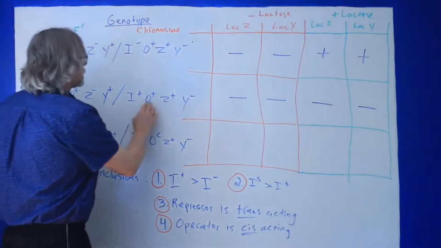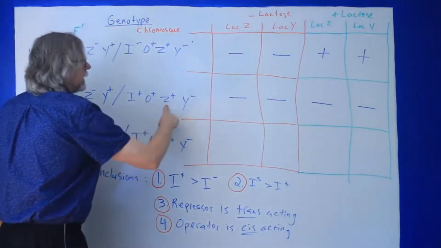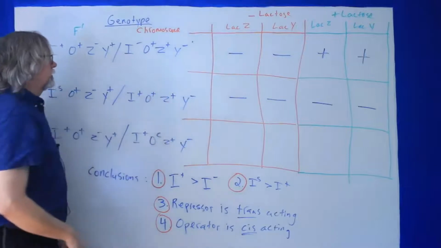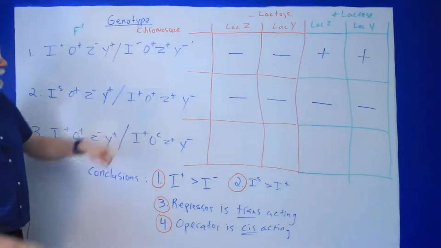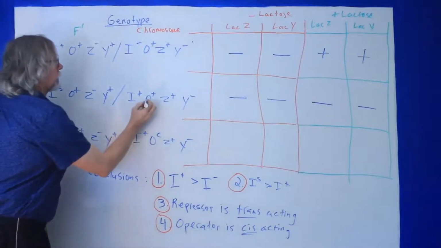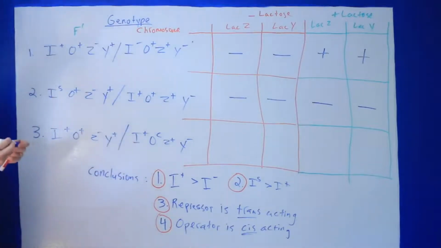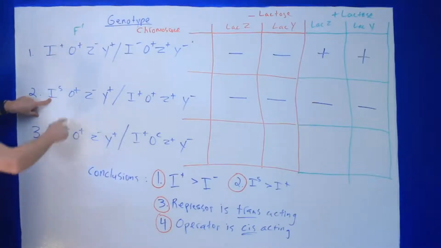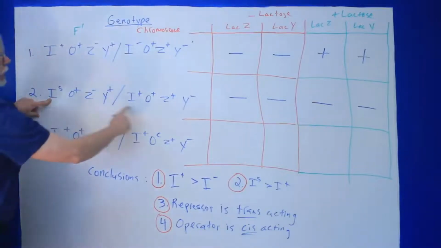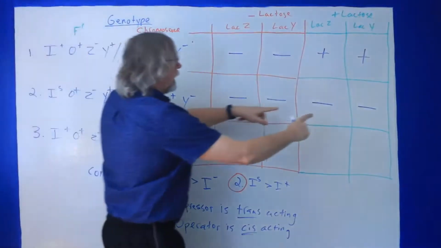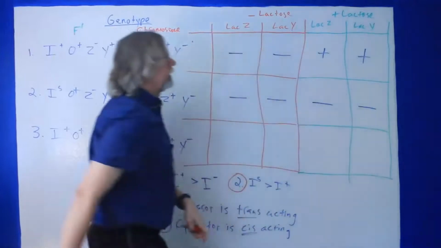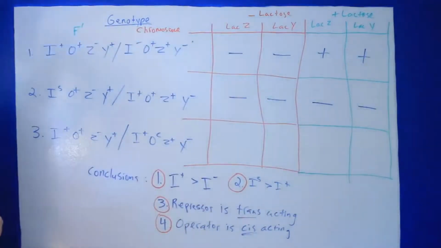But also true for this, lac Z cannot be expressed. It's not inducible, even though the repressor is wild type and the operator is wild type as well. So wild type alleles of both. What that means is that this super repressor is binding not only to this operator, but also to this operator. It can't be pulled off either. And as a result of that, you don't get induction for either lac Z or lac Y.